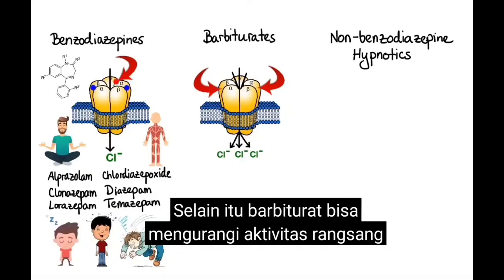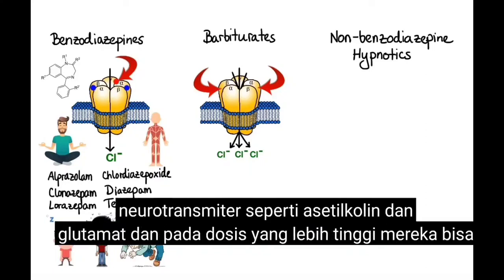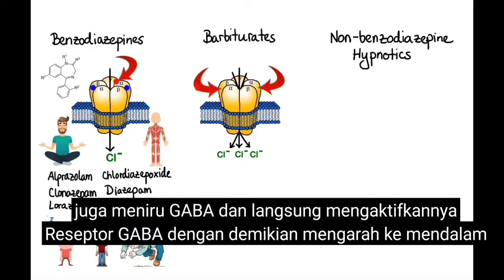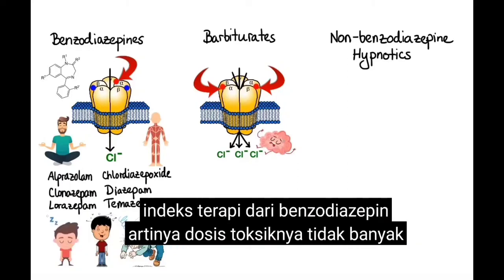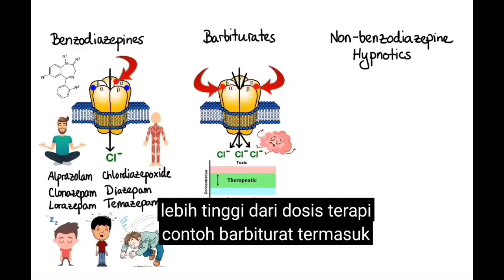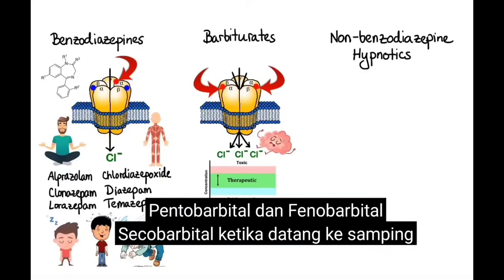In addition to that, barbiturates can decrease the activity of excitatory neurotransmitters such as acetylcholine and glutamate, and at higher doses, they can also mimic GABA and directly activate GABA receptors, thus leading to profound central nervous system depression. This is why barbiturates have a much lower therapeutic index than benzodiazepines, meaning the toxic dose is not much higher than the therapeutic dose. The examples of barbiturates include pentobarbital, phenobarbital, and secobarbital.